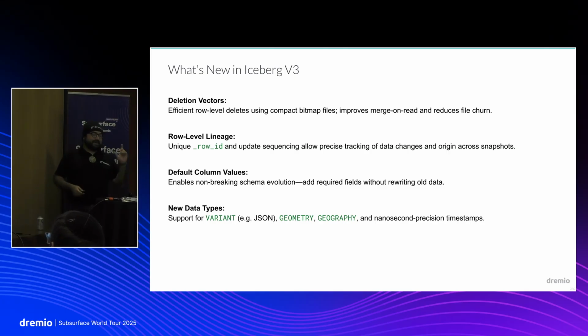New data types. This is generally what people get really excited about, particularly the variant data type. Because before, you did have a JSON data type where you could store JSON in your Iceberg tables, but again, JSON is just a text string. Okay, so it's encoded as text, and you have to parse the text, and you have to traverse the data structure. That can all take a lot of time.